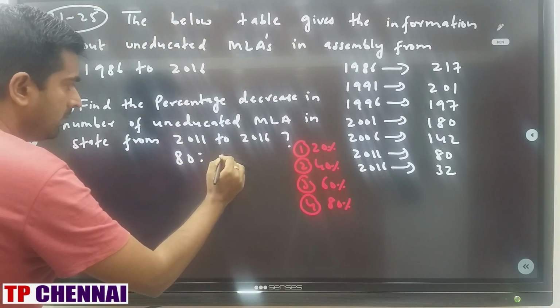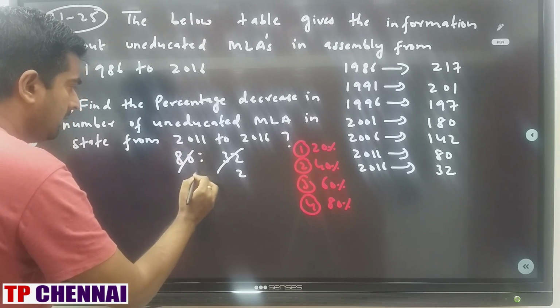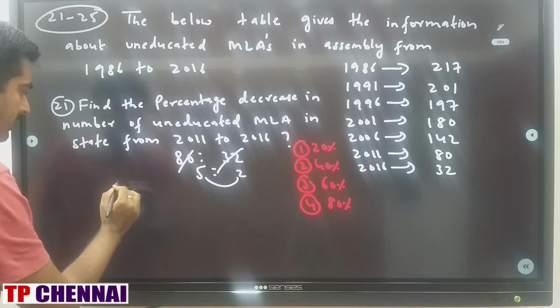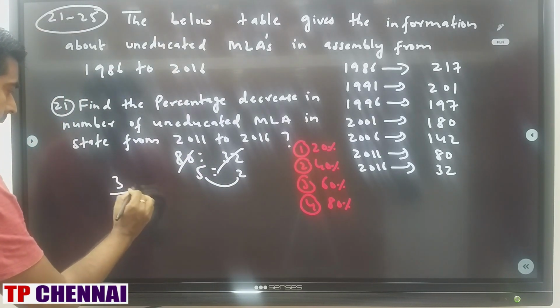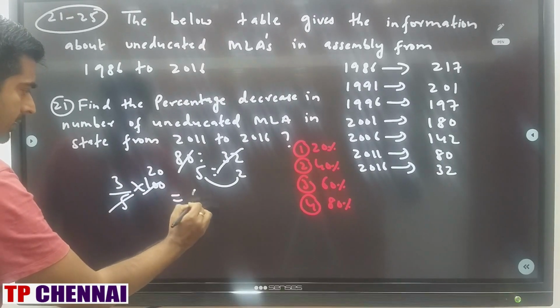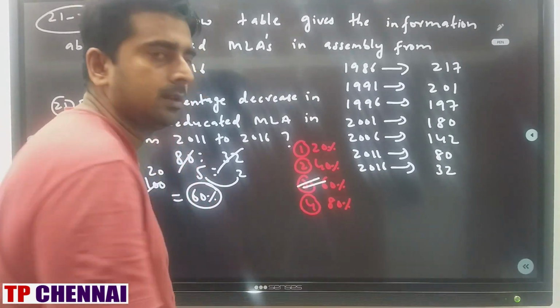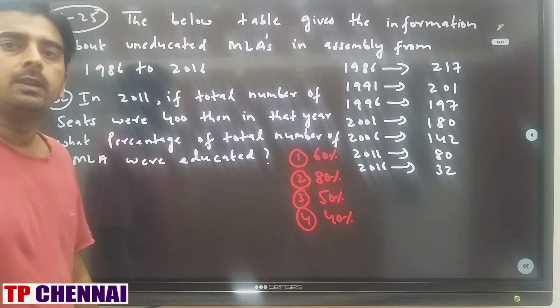2016, what is the value? 32. 16 2s are 16 5s are. How much it has decreased? 3 by 5 into 100. What is the answer? 60%, which is third option. So I hope you are clear with 21.